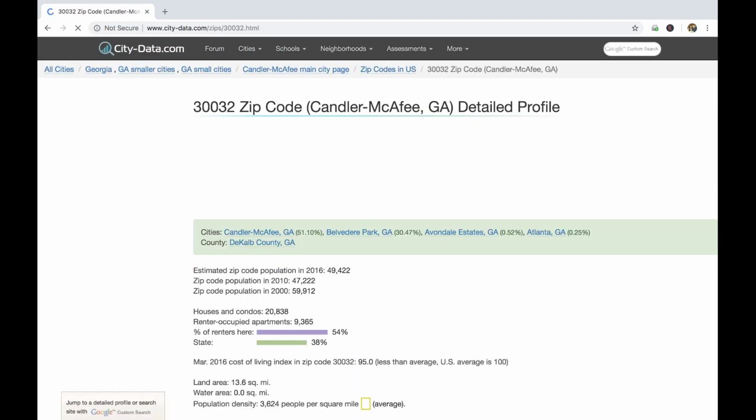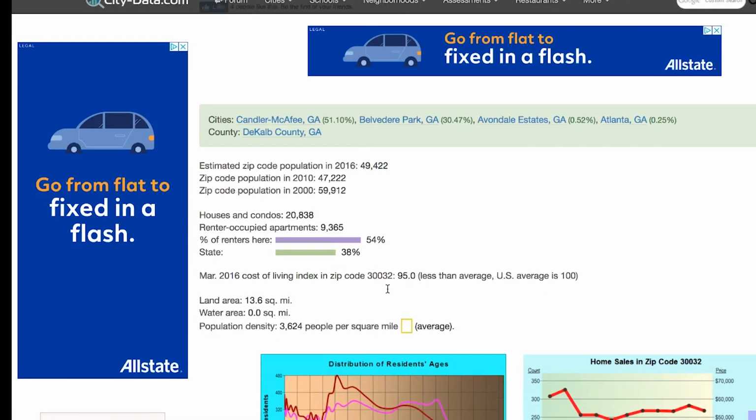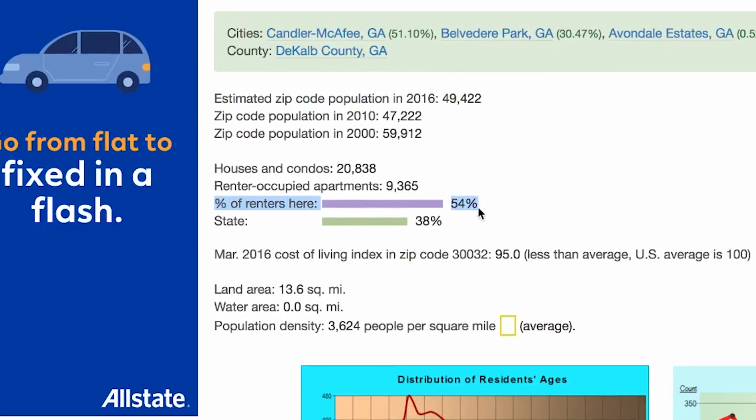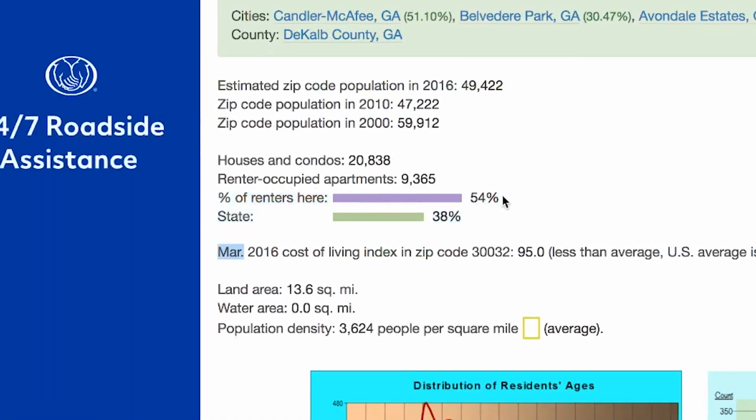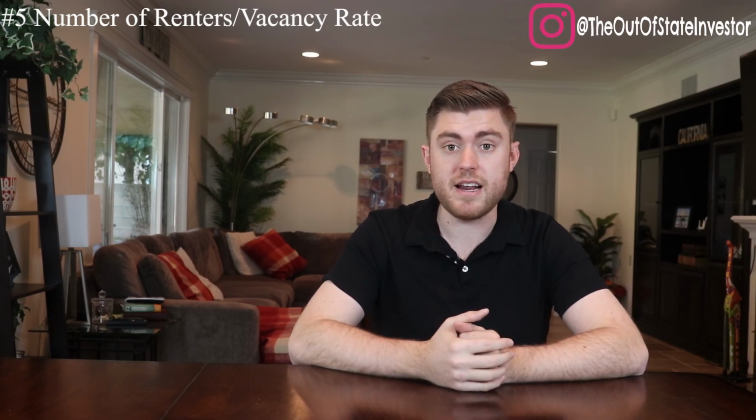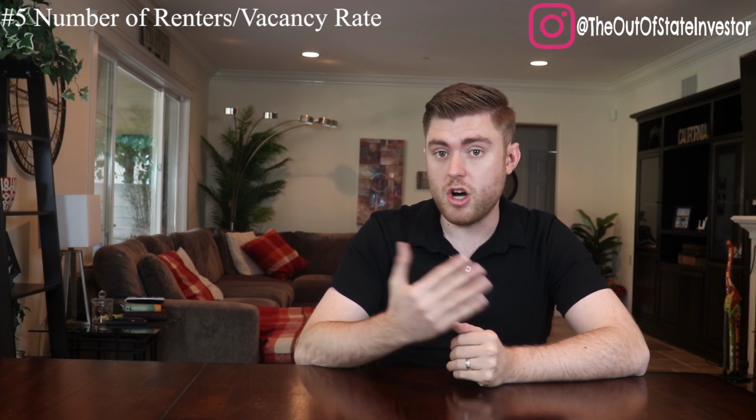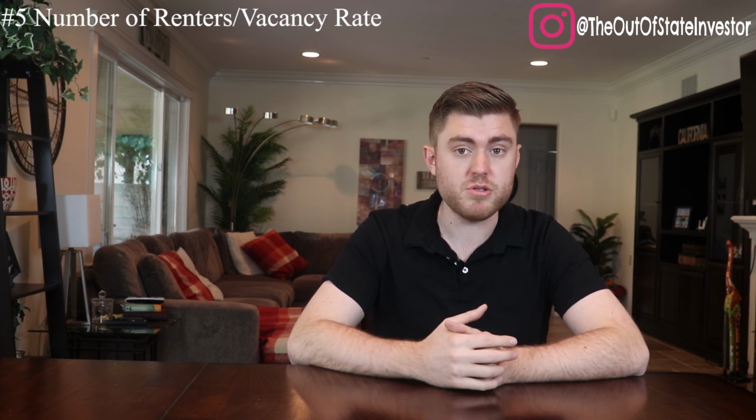I want a decent sized pool of more than 30% of the population in a particular zip code, so that if I go vacant, I know there's a good amount of people looking for a place to rent in that area. The lower the percentage, the harder it might be to rent out whenever it goes vacant.